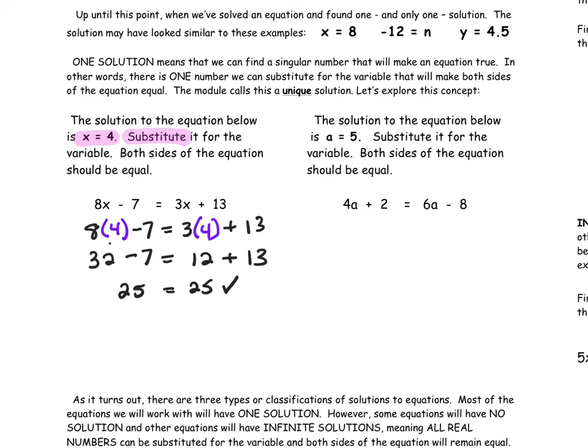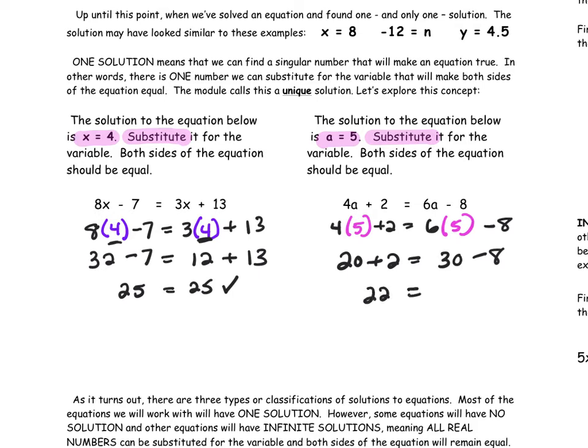If we tried to fill this in with a different number other than 4, then the two sides of the equation would not be true. So I'd like you to try the next one on your own. This time, we're substituting a equals 5. So please substitute 5 where the a is. So after you substituted and then multiplied the coefficient times 5, on this side we have 22, and on this side we have 22. So once again, this is an example of when we solve an equation and get one solution, that's the only number that will work.